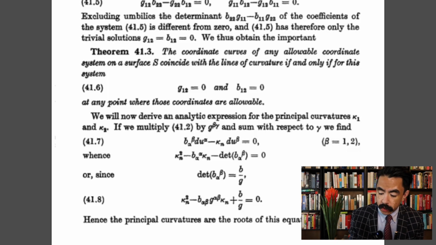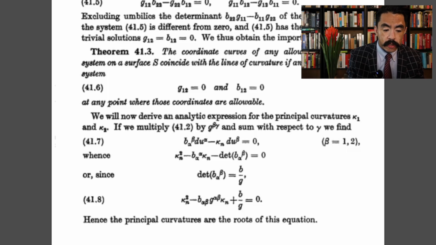If we multiply the relation quantity b sub alpha gamma minus kappa sub n times g sub alpha gamma closed quantity times L superscript alpha all equals 0, multiply this relation by g superscript beta gamma and sum with respect to gamma, we find b with the subscript alpha and then the b has a superscript beta times du alpha minus kappa sub n times du beta. This all equals 0 where beta can be 1 or 2, whence kappa sub n squared minus b with the subscript alpha and then the b also has a superscript alpha times kappa sub n minus the determinant of b with a subscript alpha and then the b has a superscript beta. This is all equal to 0.